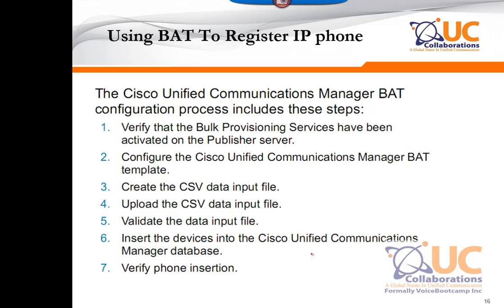Now you can also use a BAT file to register IP phones. BAT of course requires you to create a CSV file with the proper settings and then upload that file to the call manager server. So I'm going to walk you through the process of registering with BAT. First of all, you need to make sure that the bulk provisioning service is running. Then you must download the BAT template from call manager and create a CSV data input file. You want to upload this file, validate, and then of course insert the phones. Once you do all this, you can verify the phone insertions to ensure the phones are registered properly.